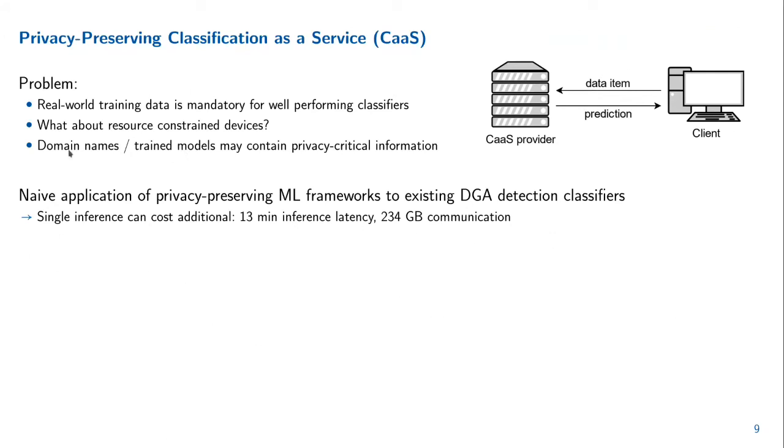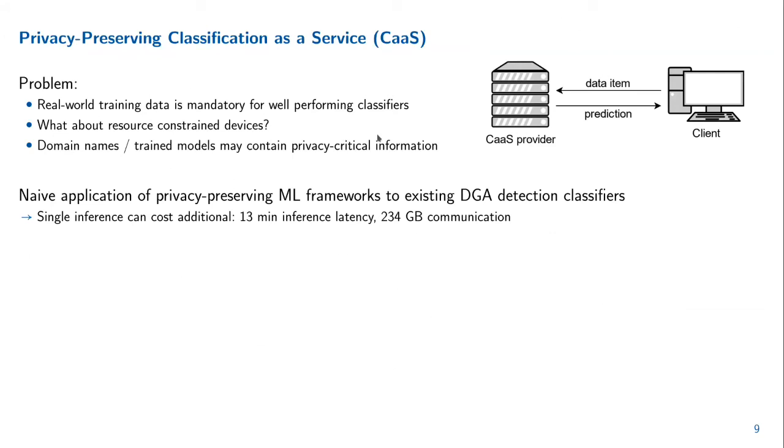Okay. So the problem here is that real-world training data is mandatory for well-performing classifiers, and this is not always available for everyone. And also the question here is, what about resource constrained devices if you want to do DGA detection on mobile phones, for instance?